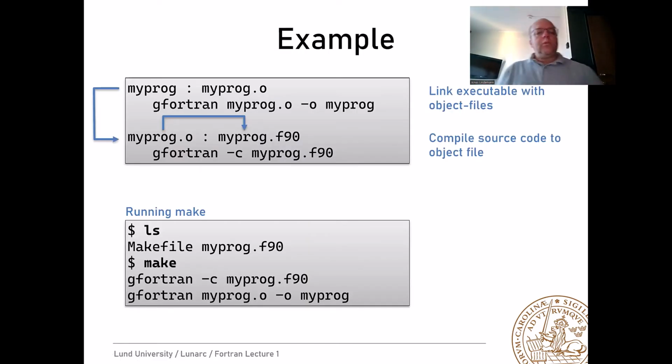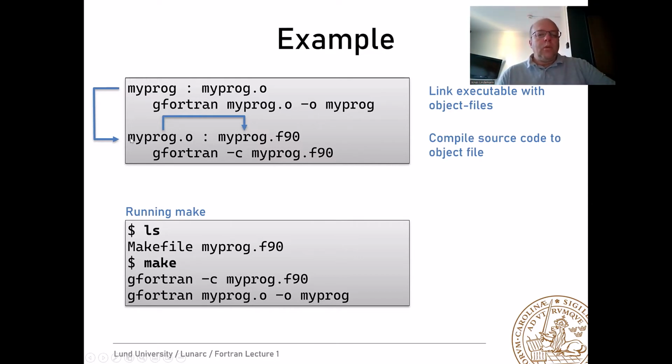So we start with the first rule. In this case, this is a Unix system here. We have a myprog here, that is our main executable. It depends on myprog.o, which is an object file. And to be able to achieve this, we have to compile it with myprog.o, output myprog.